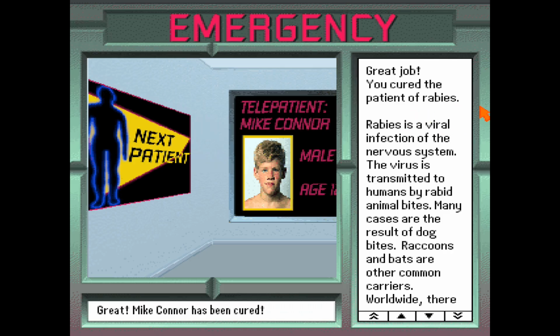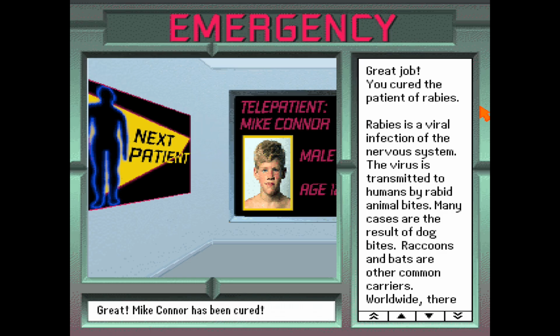Great job! You cured the patient of rabies. Rabies is a viral infection of the nervous system. The virus is transmitted to humans by rabid animal bites. Many cases are the result of dog bites. Raccoons and bats are other common carriers.